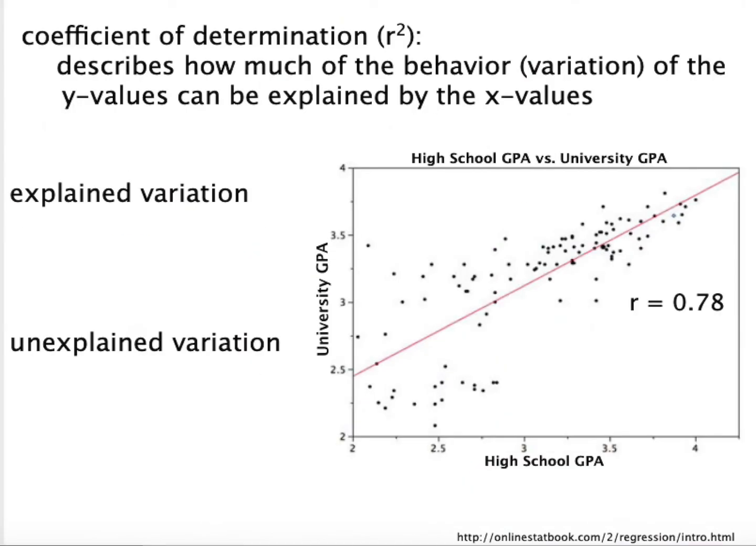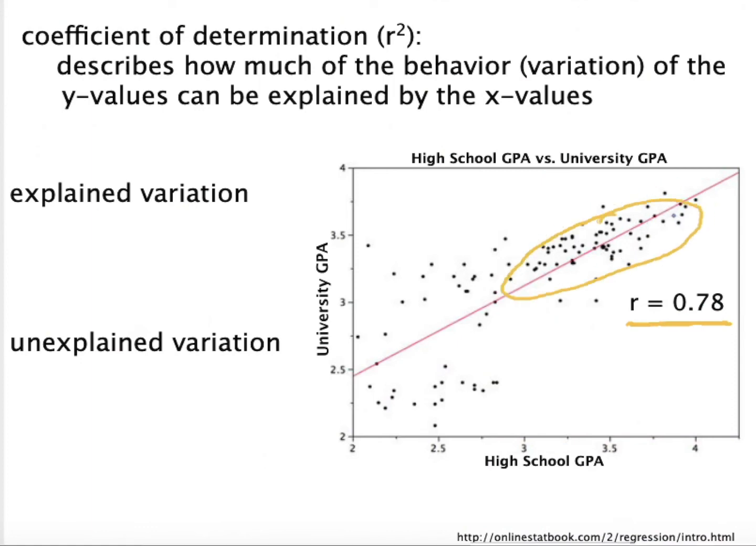Last thing for today is the coefficient of determination. We use the variable r squared for that, and yes, it is just the square of the correlation coefficient. This describes how much of the behavior or the variation of the y values can be explained by the x values. Here I've got a correlation between high school GPA and university GPA. And the correlation coefficient that was computed shows us that we have a moderately strong positive correlation.